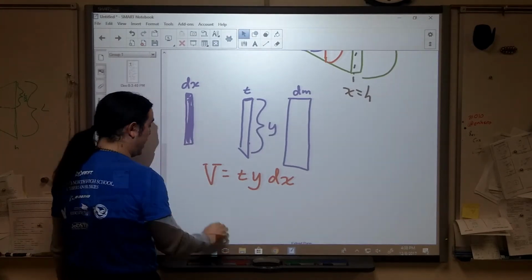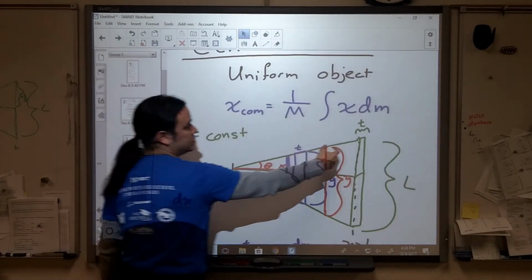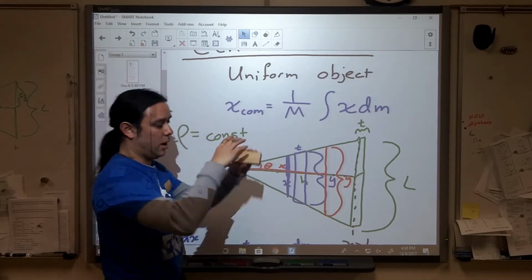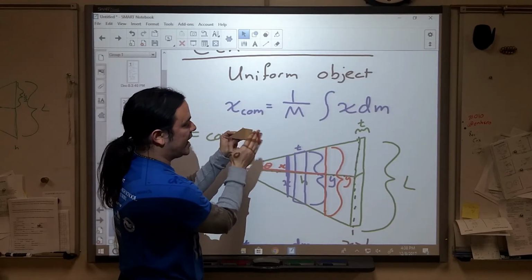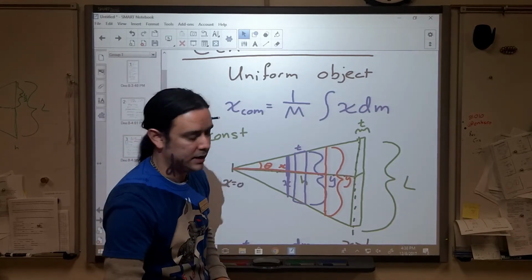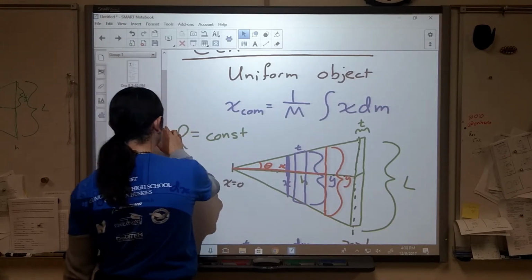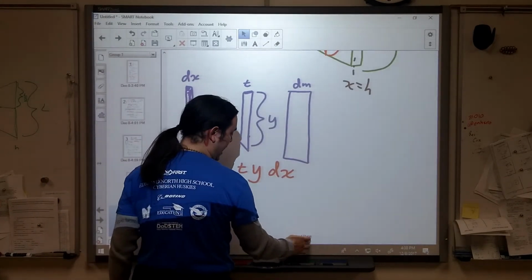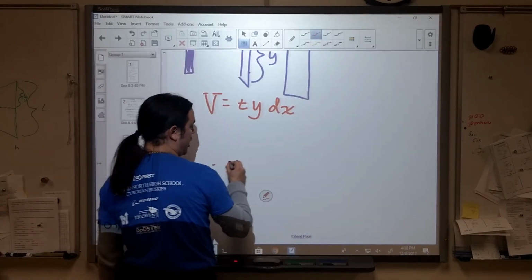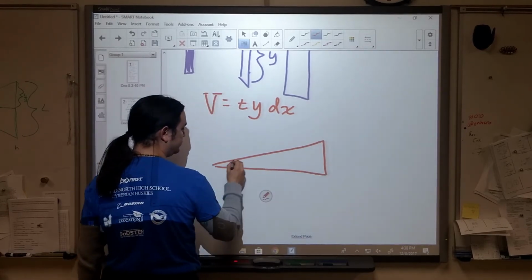Now, t is great because t is just the thickness of this, how wide this is. That's just a number, it's a constant, it stays the same. Our big problem is y changes. So we need to put y in terms of x. I'm going to draw this out. We've got a triangle that looks like this.